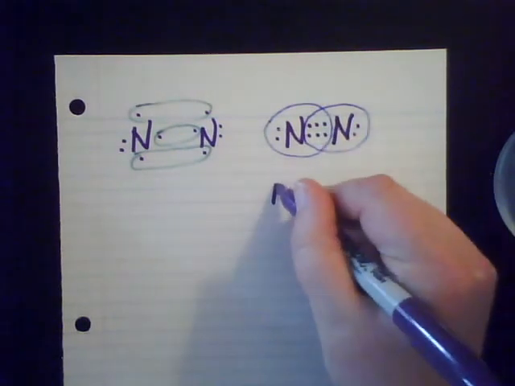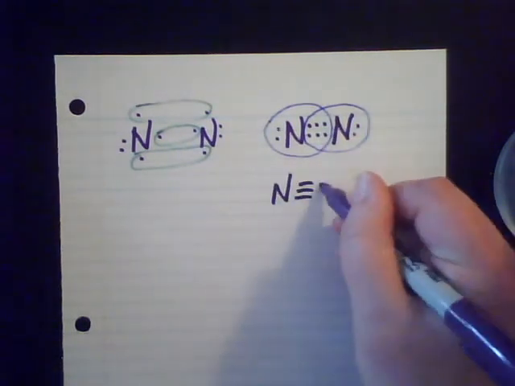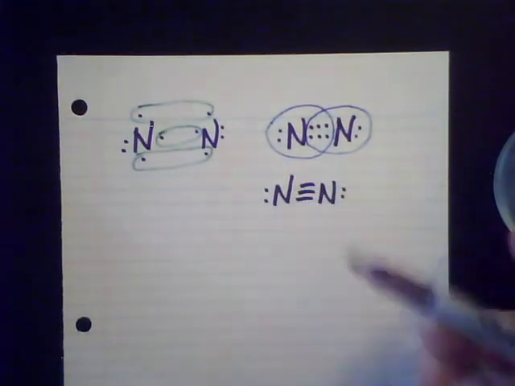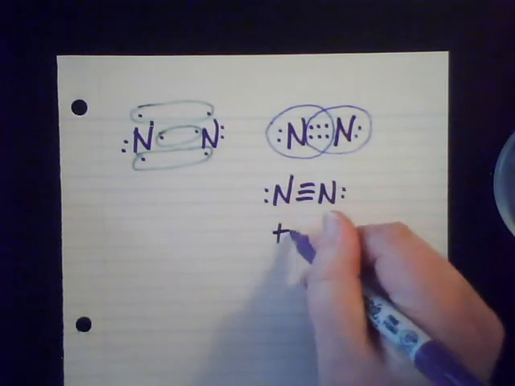And now when I'm changing them to hyphens, I can change the bond to where it's just a hyphen. There's 3 shared pairs of electrons. This is called a triple bond.